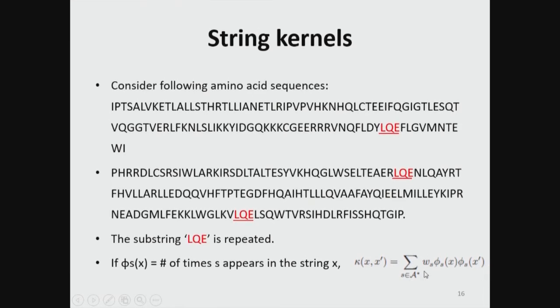Then we can have a number, some value W of S, which is usually chosen by the programmer, and lies between 0 and 1, and correspondingly for each and every substring we want to check, we can have the summation of that value, and that summation is said to be the kernel of x and x dash.